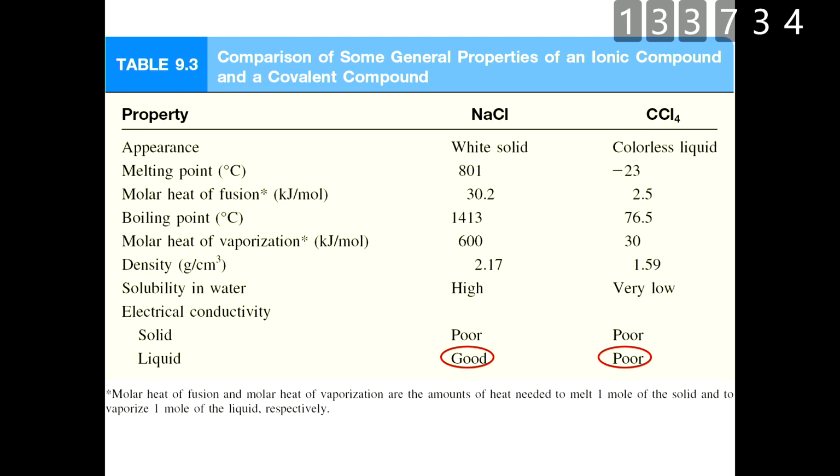And also for the electric conductivity, basically, of course, the solid is poor, but the liquid for an ionic compound is good. But for the covalent compound, it's poor. So why can the ionic compound have electric conductivity? Why? In solvent, in solution.